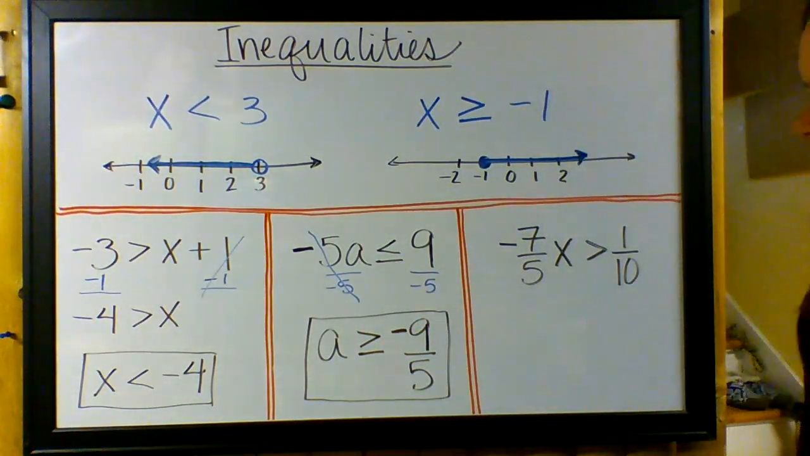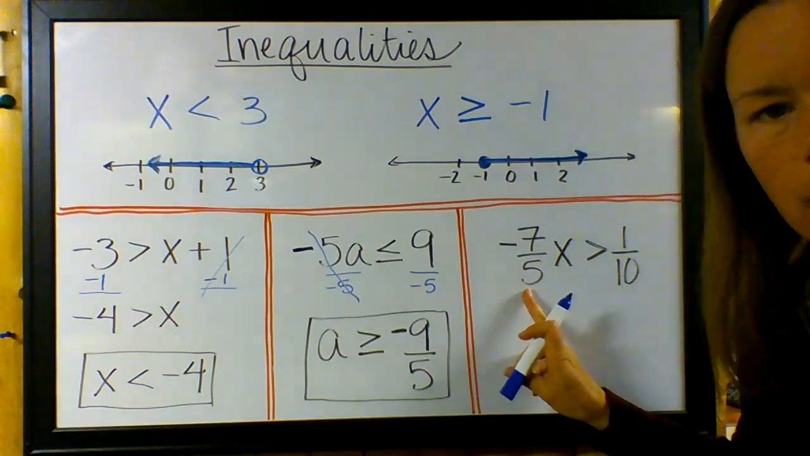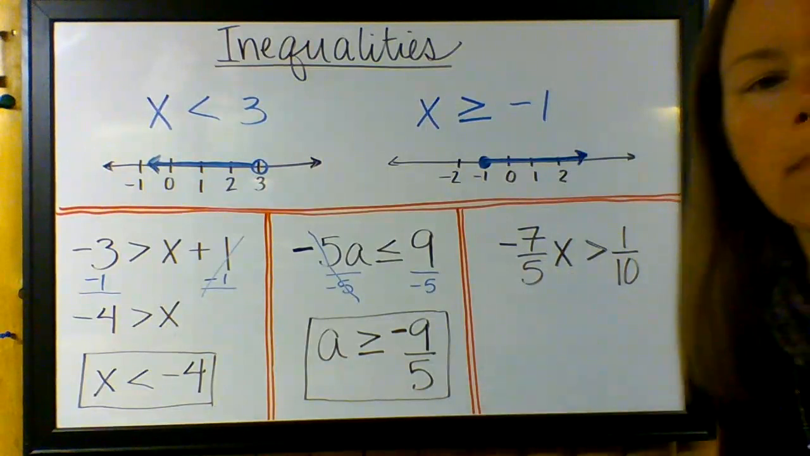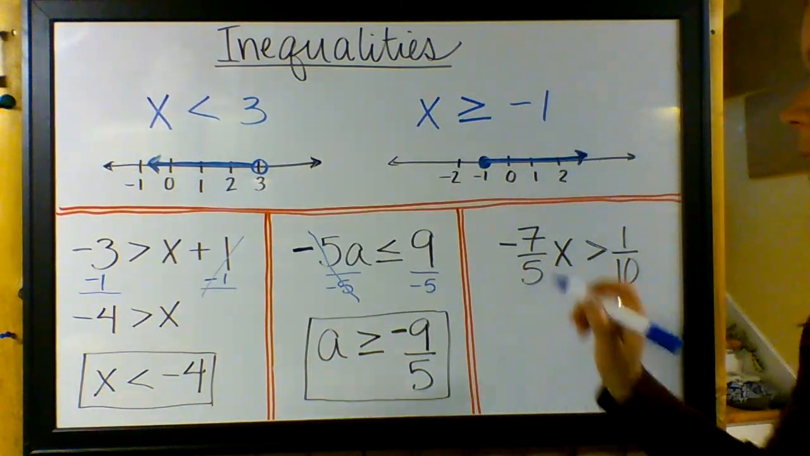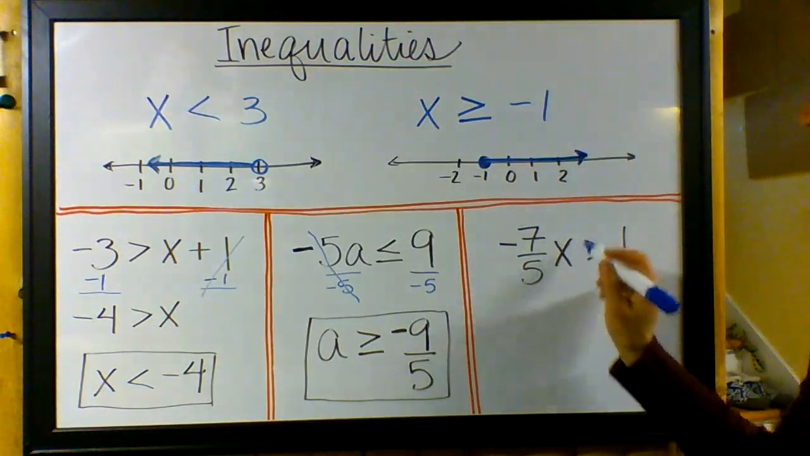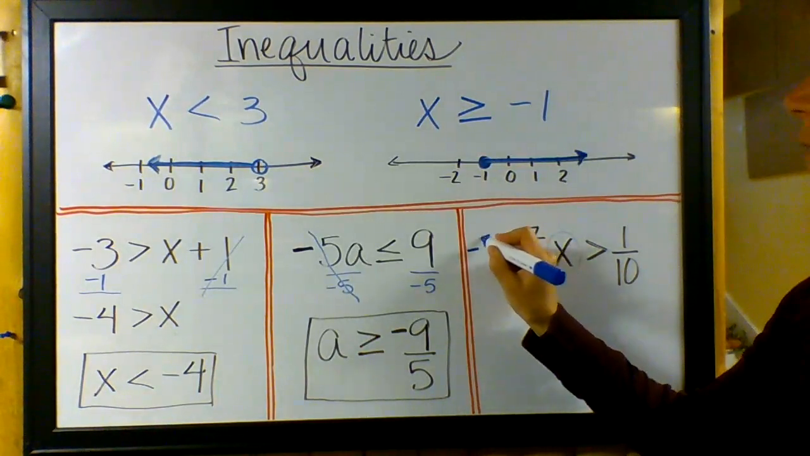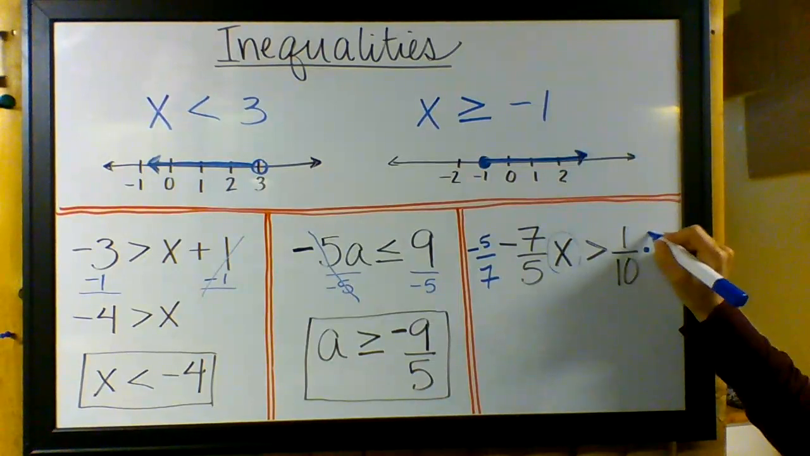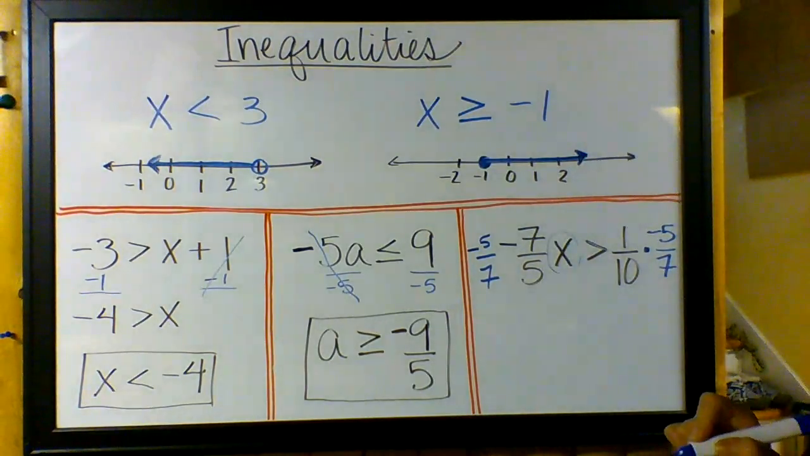Let's do this one together. I've got -7/5 x is greater than 1/10. Now, this is something we've done where we've looked at if I have a fraction times my variable, that I'm going to multiply by its reciprocal. That's right. So I'm actually, I want the negative to go away. I want x alone, right? So I'm going to multiply this by -5/7. What I do on one side, I do on the other. So by -5/7. Okay, can everybody see that?